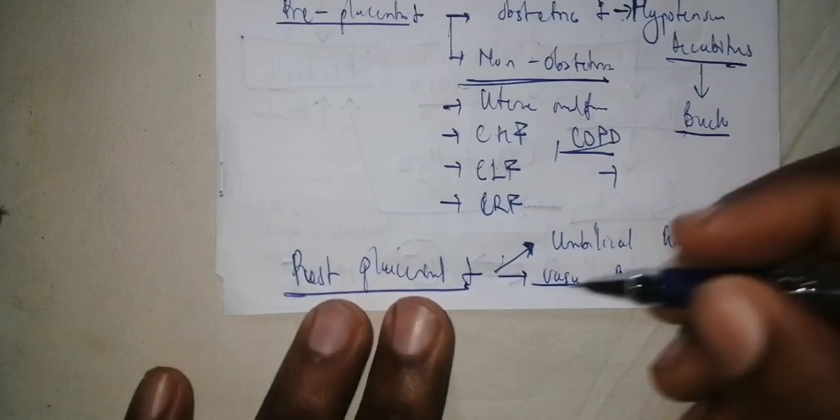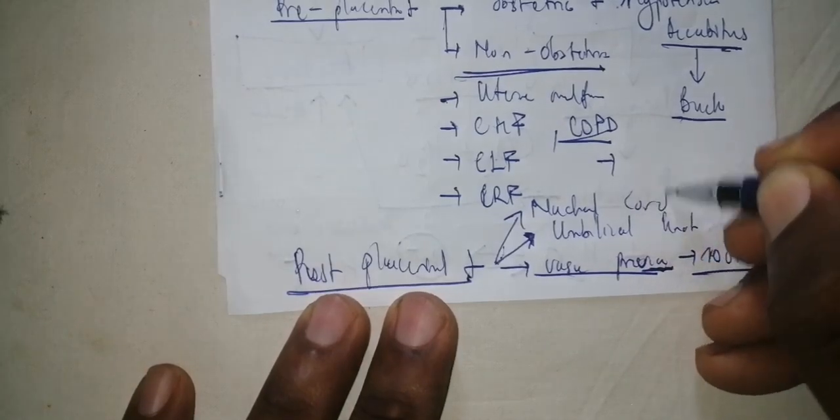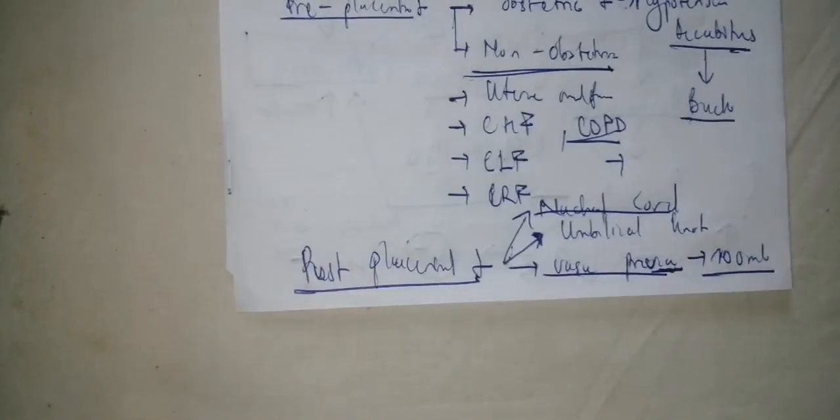Is it clear? Now, the next element, we have nuchal cord. When you have a cord around the neck of the child. So those are the different elements which are associated with the acute fetal distress.